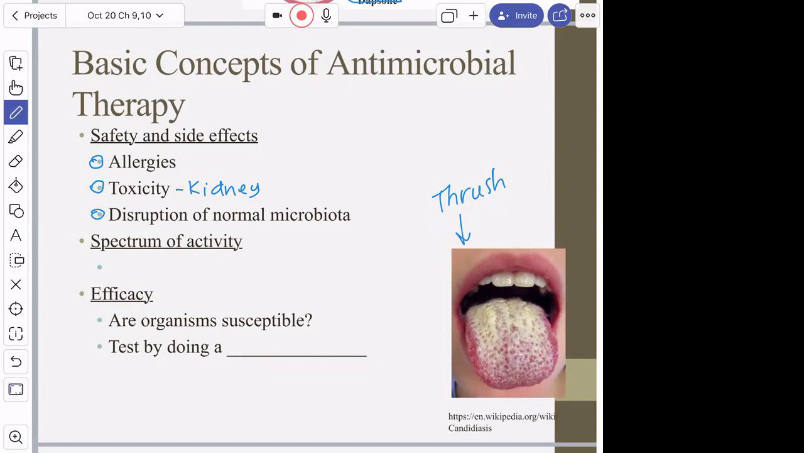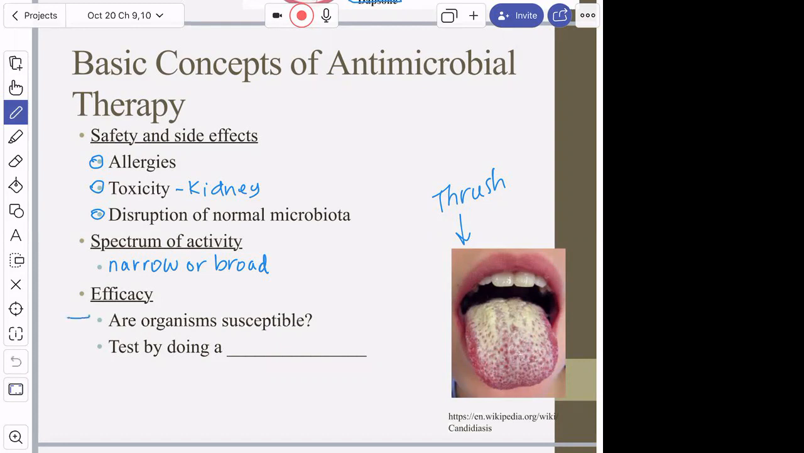Okay, so spectrum of activity, is it narrow or broad? A narrow spectrum of activity, a drug is only going to kill maybe a certain kind of organism. Okay, maybe only mycobacterium. That's really narrow. Broad spectrum is when it's going to kill like gram positives, gram negatives, a wide variety of organisms. And again, broad is not necessarily better, because then you're knocking out your good stuff as well.